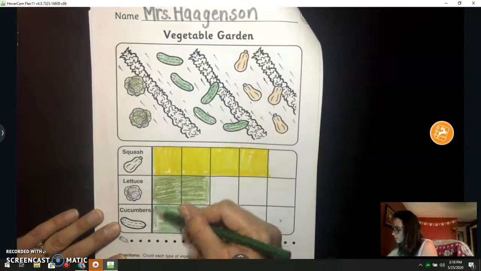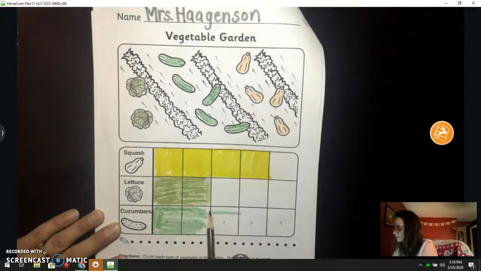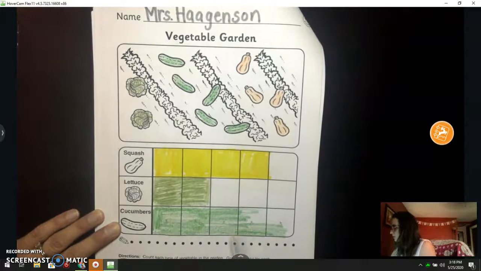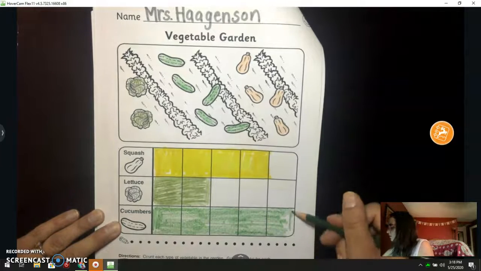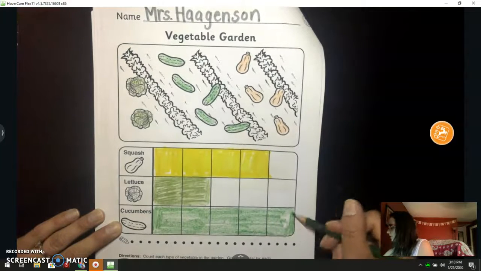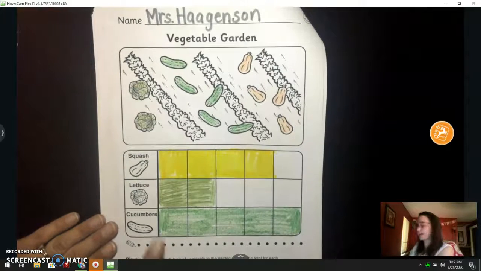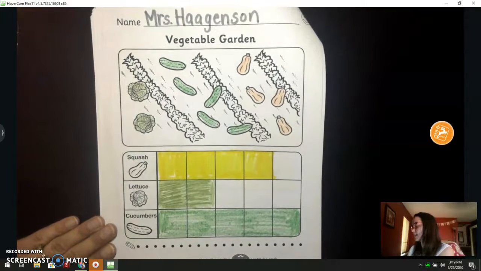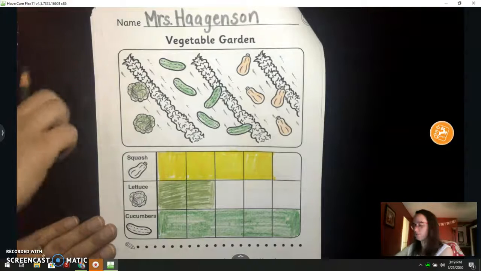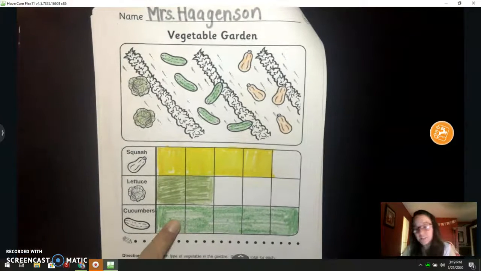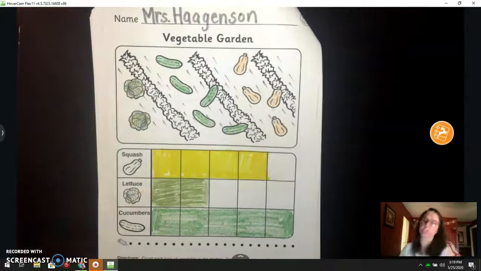I know which one we had the most of. We didn't count to 5 for any of the other vegetables. We have the most cucumbers. Look, the train is the longest. If I pretend like each square is a train car, this train's the longest. And I had the least lettuce. And the one in the middle was squash. I had 4. Because 4 is smaller than 5, but 4 is bigger than 2. So it's right in the middle there.